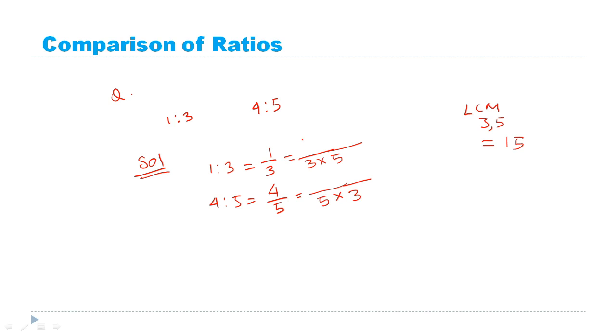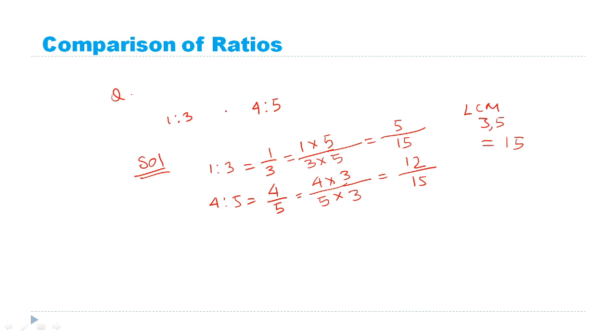Okay, so now what will we do? 1 into 5. The same number that is multiplied in the denominator will be multiplied in the numerator also, because it will not change the ratio, right? Similarly, 4 into 3. Here we have multiplied by 3, so that 3 will be multiplied in the numerator also. Now you can see 3 fives are 15, 5 ones are 5, and 4 threes are 12. Now you tell me which one is bigger, 5/15 or 12/15?